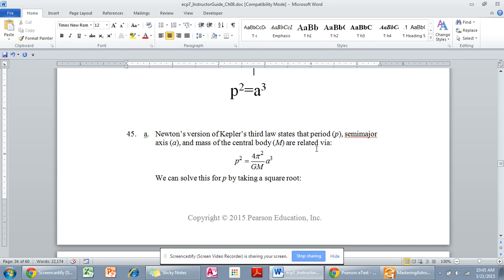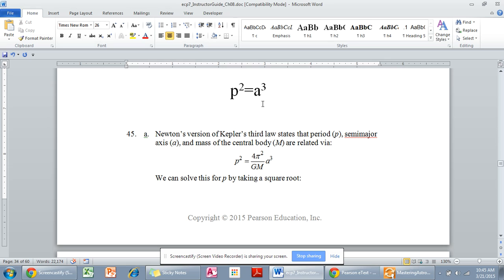So first, when we look at Kepler's original law, we see p squared equals a cubed. Kepler made these discoveries a long time ago, and p in this case always represents the orbital period, normally displayed in years, and then a represents the orbit size.